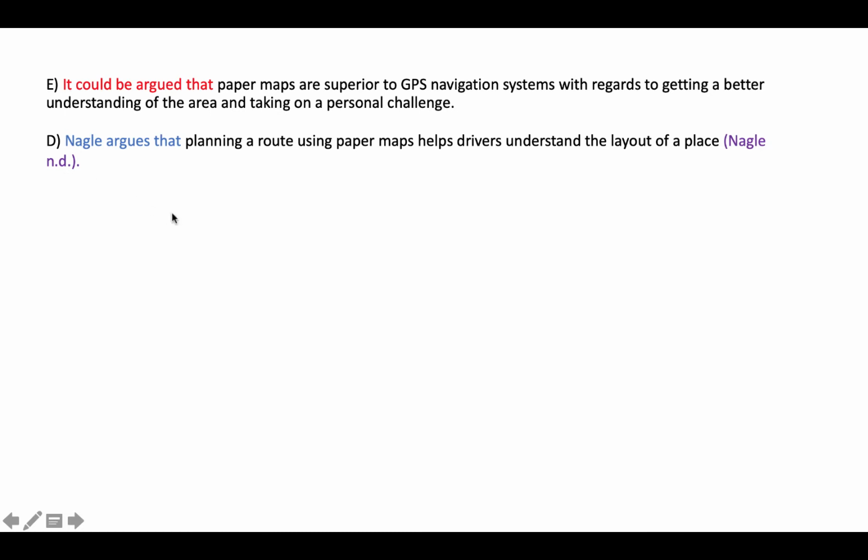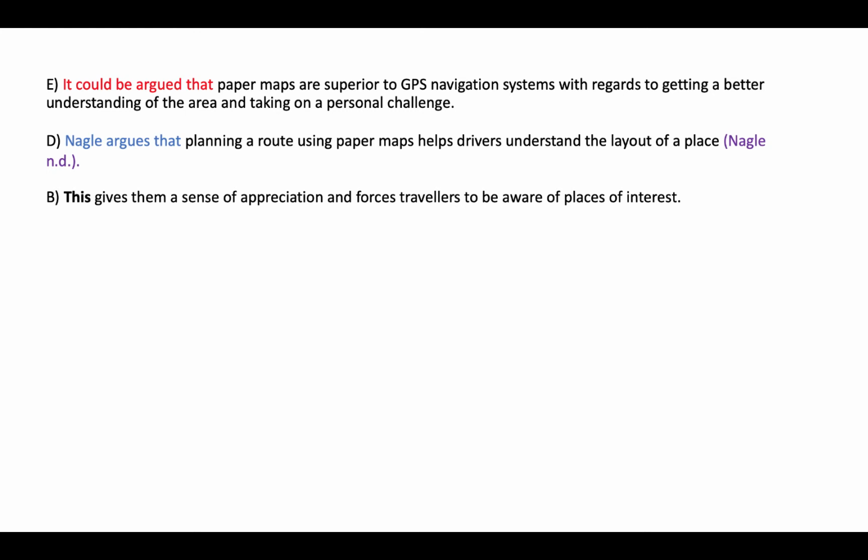Okay, so the next sentence should build on this. This gives them a sense of appreciation and forces them to be aware of places of interest. This is quite an important word here, because what does this mean? This means planning a route using paper maps. Gives them a sense of appreciation and forces travelers to be aware of places of interest.